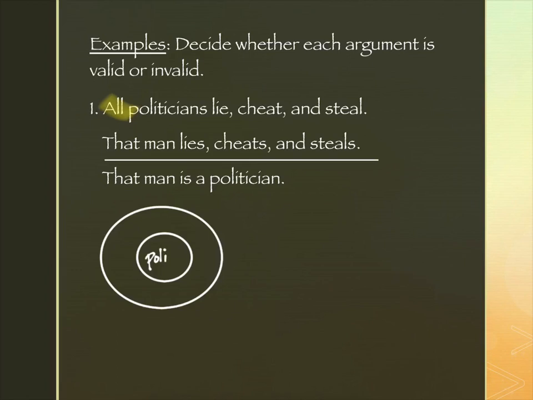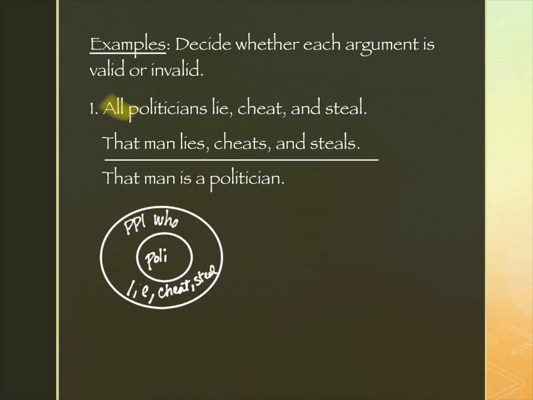What is the outside circle then? Lie, cheat, and steal, but it specifically would be people who do that, right? This isn't saying that there aren't people who lie, cheat, and steal that aren't politicians. That's not what it says. It's just saying that the politicians are inside of this bigger category of people, right? So on the outside, these are our people, I'll just abbreviate PPL, who lie, cheat, and steal.